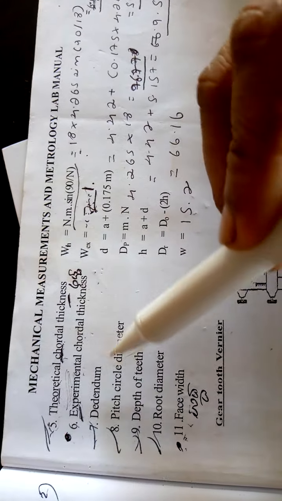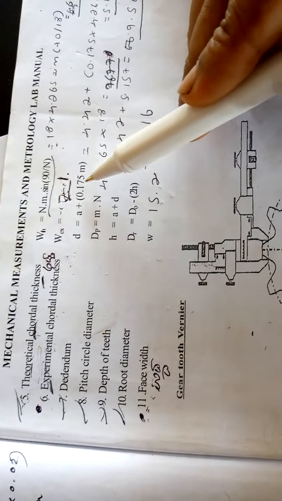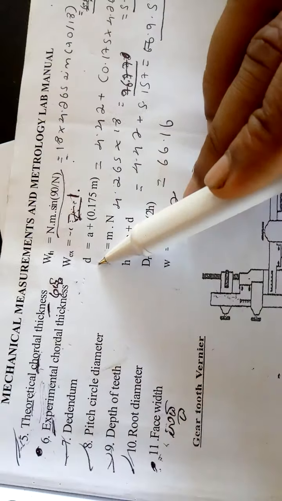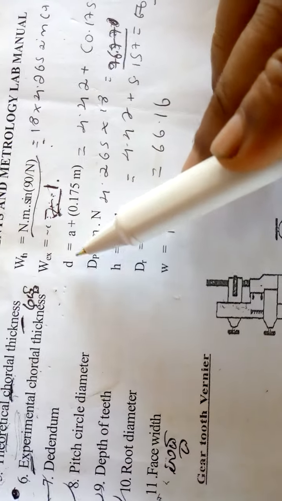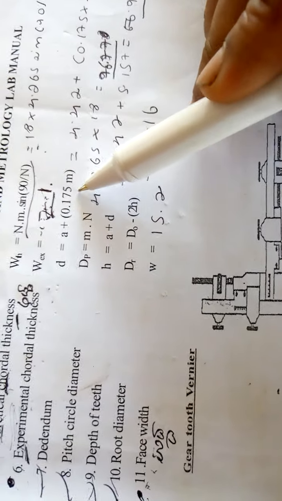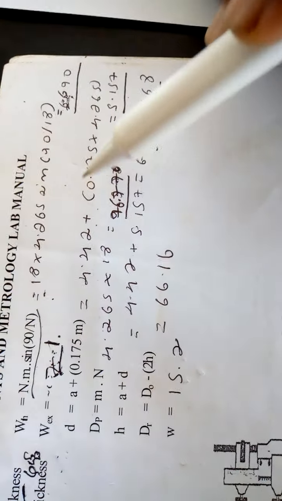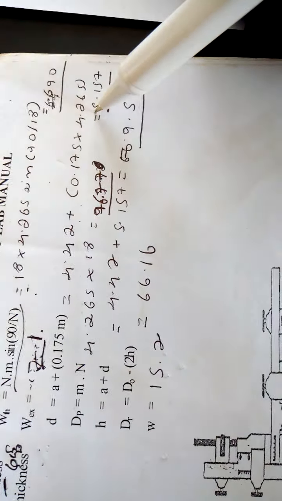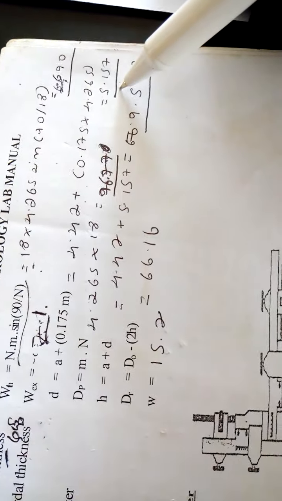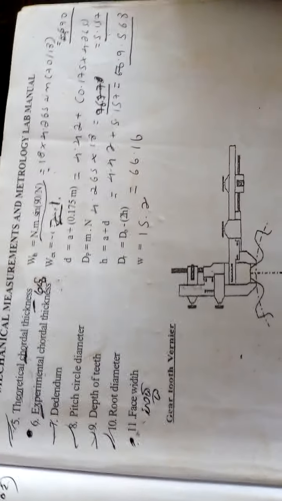Before that, you can identify the dedendum value, using the a and m values. The dedendum, small d, is equal to a plus 0.175 into m. So 4.42, the theoretical addendum value, plus 0.175 into 4.265. You will get 5.157 mm. For all values you should write the unit, don't forget.